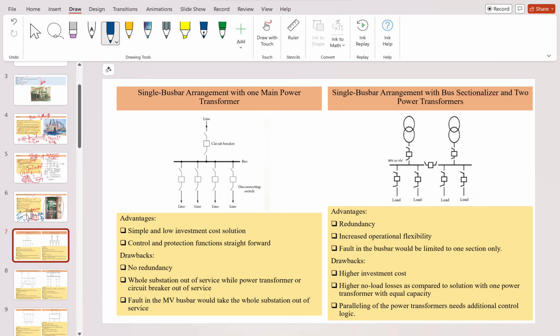Let's see the arrangements that are possible. When you see the single bus bar, if you face any problem in between, just let me know. You can open your mic and ask, or you can type in the chat box.